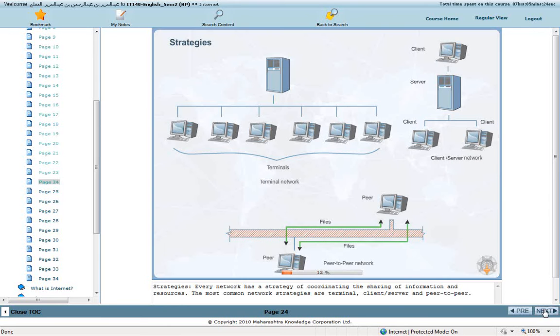Strategies. Every network has a strategy of coordinating the sharing of information and resources. The most common network strategies are terminal, client-server, and peer-to-peer.